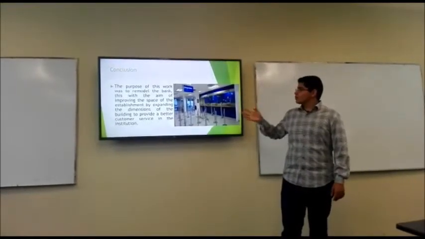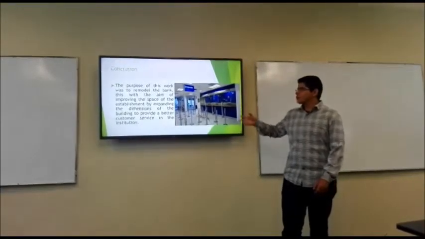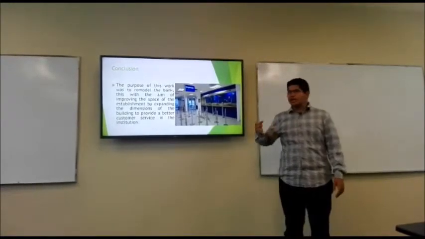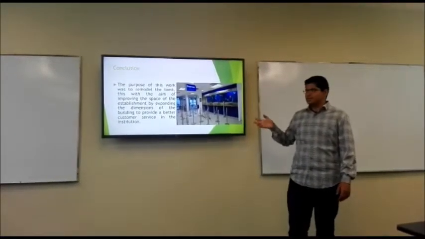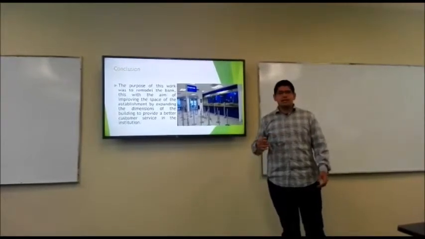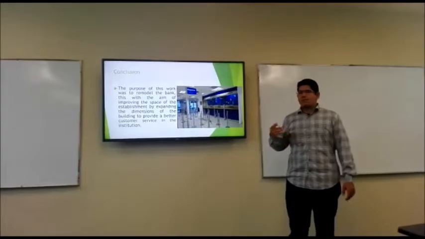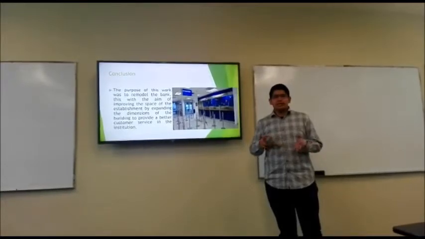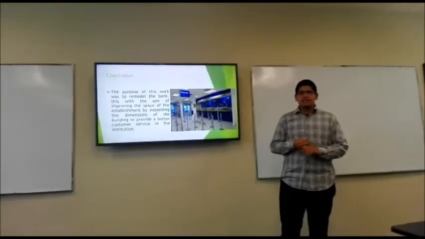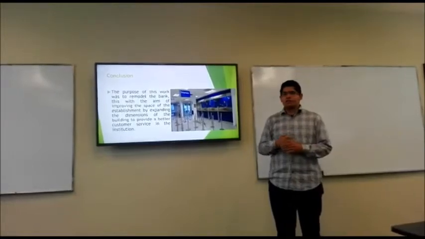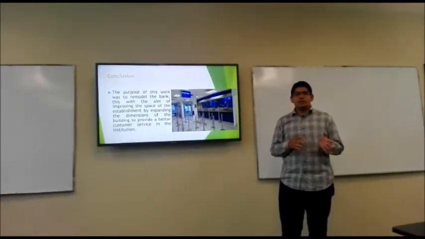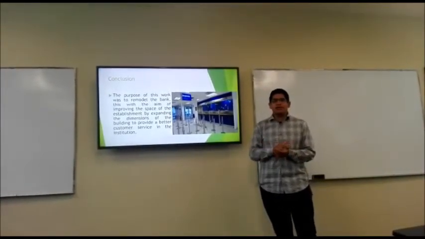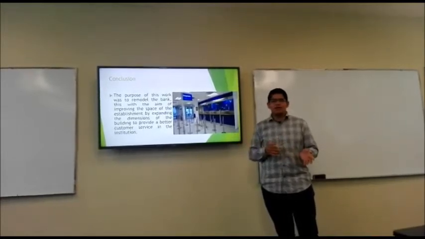The purpose of this work was to remodel the bank, with the aim of improving the space of the establishment by expanding the dimension of the building and providing clients a better service in the institution, as well as giving the employees and the administrative staff a more comfortable space to work. They had to select each of the materials and the machines that they would use in each of the areas of the bank, because they had to see the specific necessities of each area to make a better construction and have better quality in the construction.